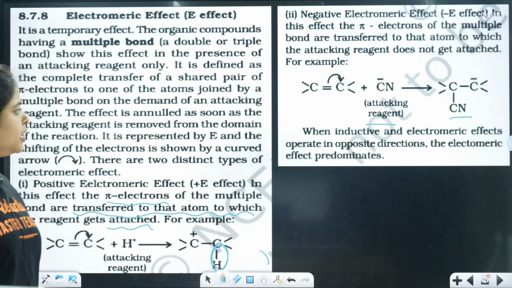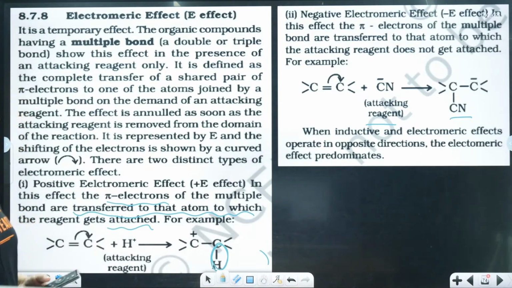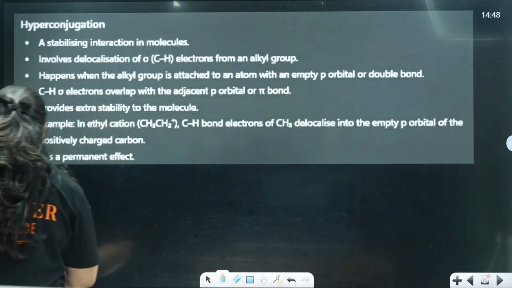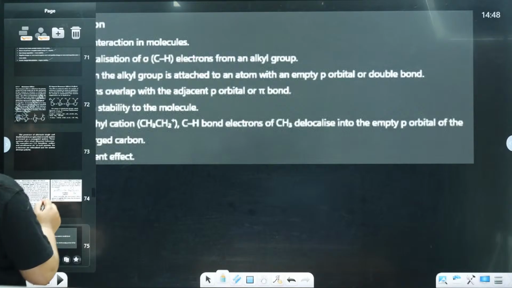When the electromeric effect operates in a positive direction, it is called the positive electromeric effect. Okay, next comes hyperconjugation. Next comes what? Hyperconjugation.